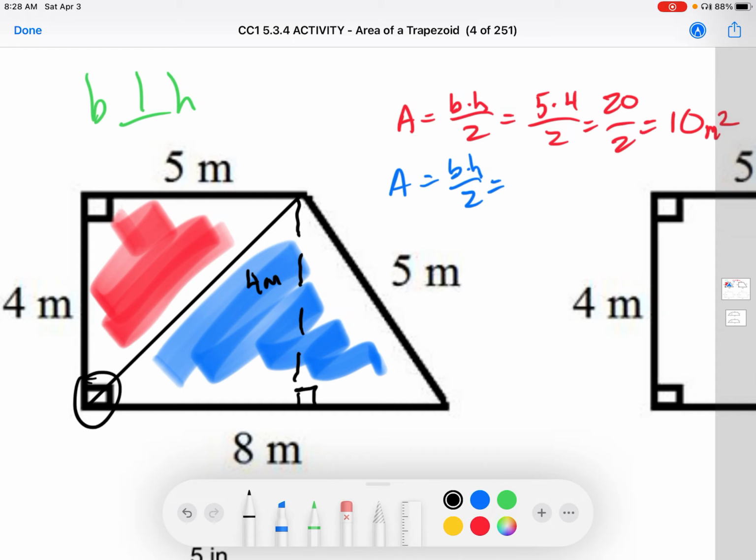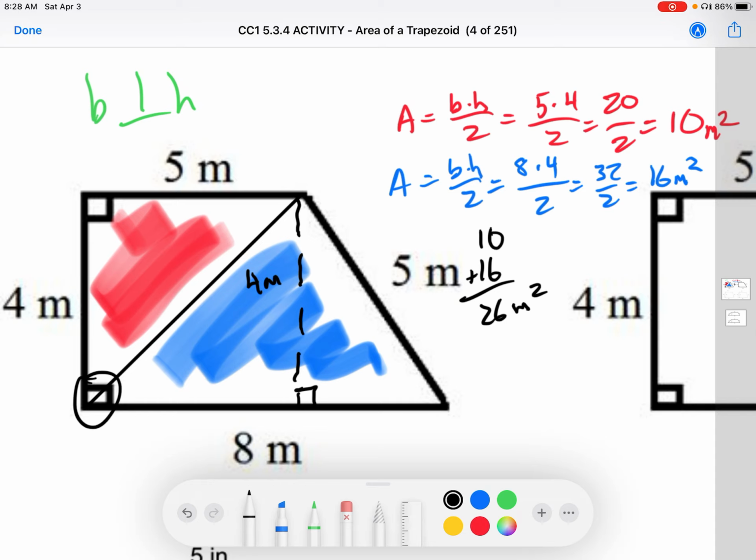And now if you just focus on that blue triangle, it's very easy for us to see that the base is 8 and the height is 4. Divide that by 2. It's 32 divided by 2, which is 16 square meters. Okay, and when we add that whole thing up, we have 10 plus 16, and that equals 26 square meters. So the area of that trapezoid is 26 square meters.